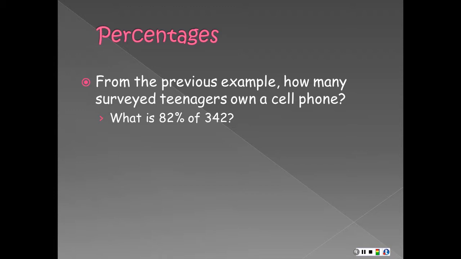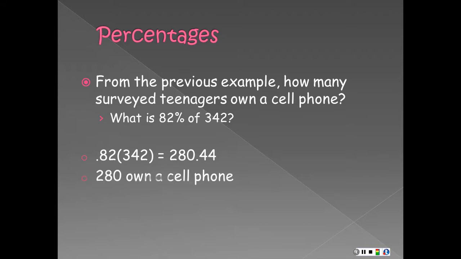And then for percentages, if you want to know exactly how many surveyed teenagers own a cell phone, that's basically just asking what is 82% of 342. So if you multiply, you'll come out with 280.44. And we can't really have 0.44 of a person, so you can just round to say 280 own a cell phone.